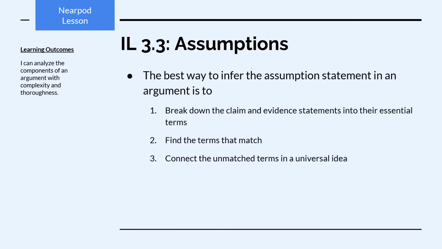The best way to infer the assumption statement in an argument is to: 1. Break down the claim and evidence statements into their essential terms. 2. Find the terms that match. And 3. Connect the unmatched terms into a universal idea.